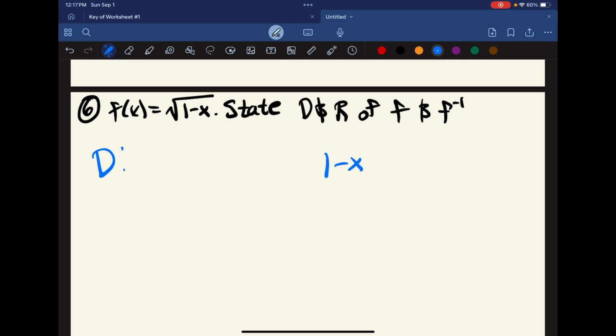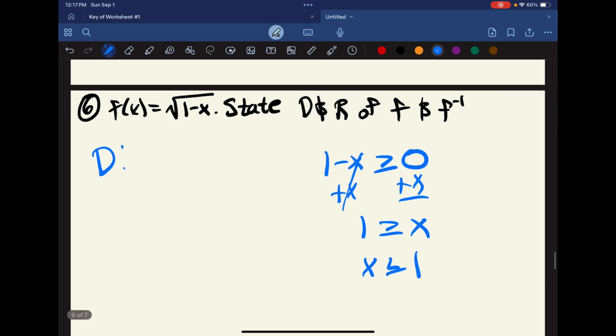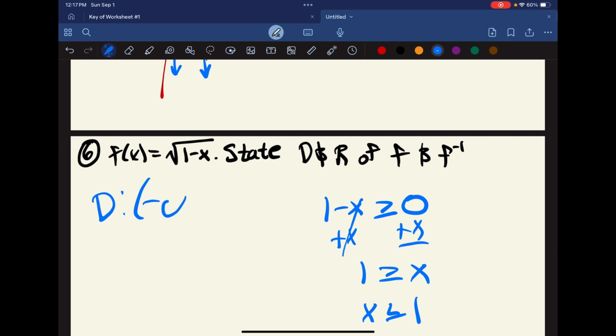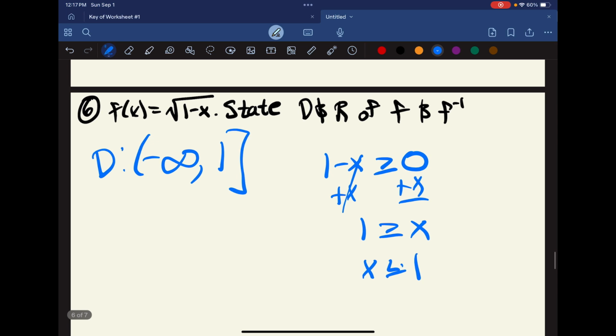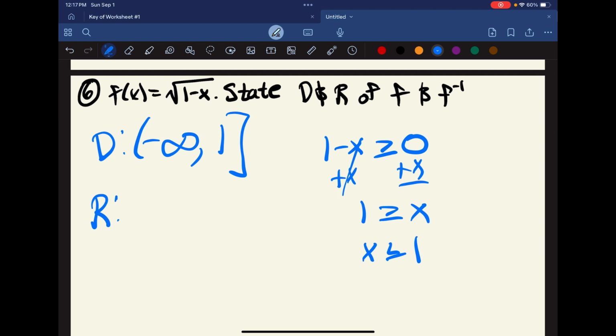So 1 minus x has to be greater than or equal to 0. That's saying we're either 0 or some positive number. So we can just do some very simple algebra. 1 has to be greater than or equal to x, or in other words, x has to be less than or equal to 1. So we say that the domain is from negative infinity up to 1, and then we have the closed bracket on 1 since we can be equal to 1. Okay, and then also you always have the open parenthesis on negative infinity and infinity.